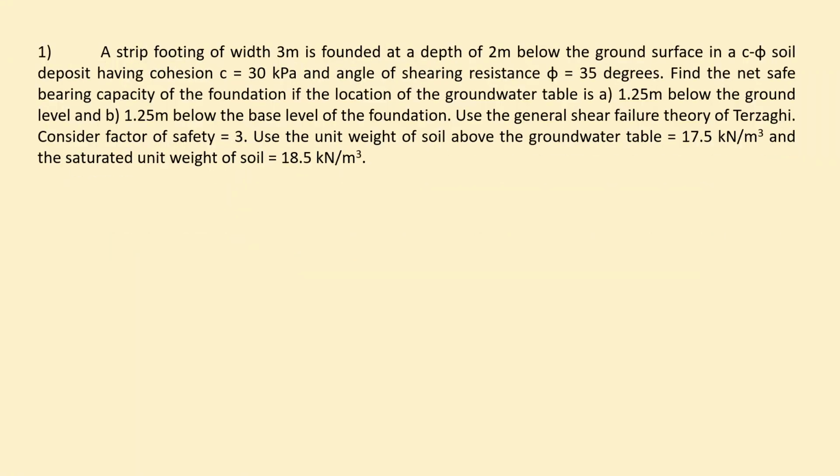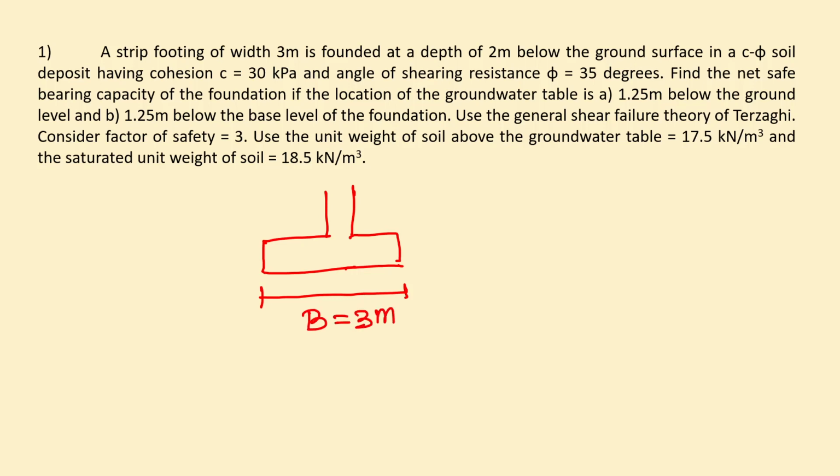Now let's come to the problem. So this is the first problem. A strip footing of width 3 meter is founded at a depth of 2 meter below the ground surface in a c-phi soil. So first let me draw the footing. This one is the footing. The width is 3 meter. It is founded at a depth of 2 meter below the ground surface. Suppose this is the ground surface and the depth of this footing is 2 meter. This is a c-phi soil.